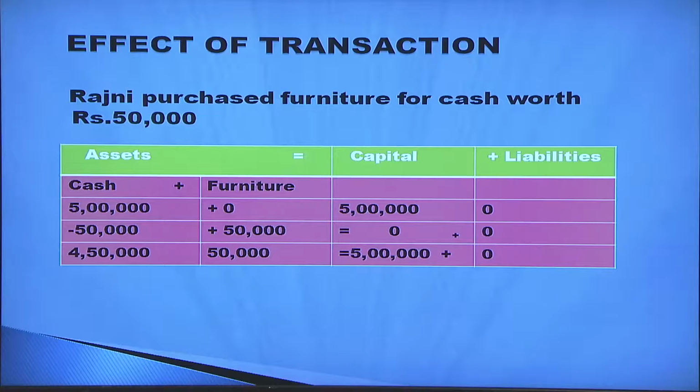So, cash is going from the business. So, I have written minus 50,000 in the cash column. Effect of this transaction, minus 50,000 in the cash column and plus 50,000 in the furniture column. So, assets equals liabilities plus capital, here also it is equal on both sides. That is cash 4 lakh 50,000 plus furniture 50,000, that is 5 lakh equals capital 5 lakh.